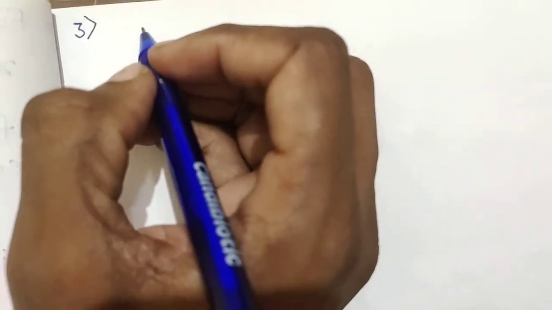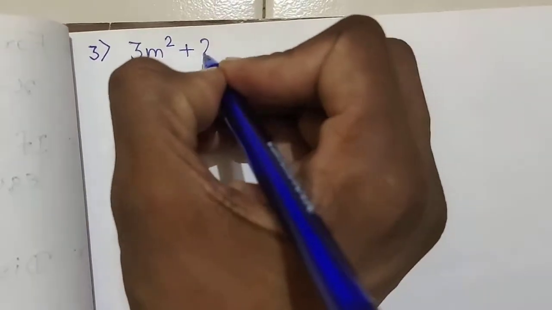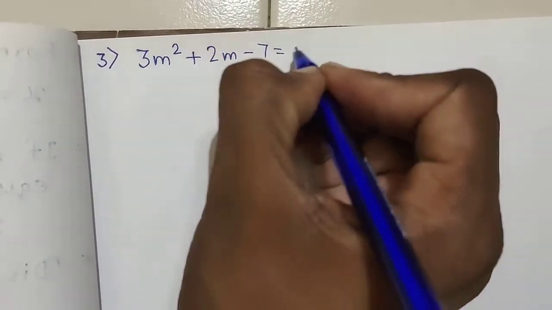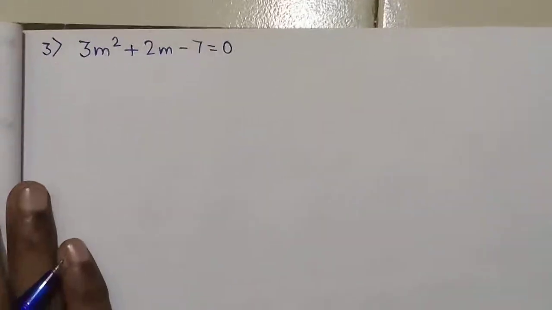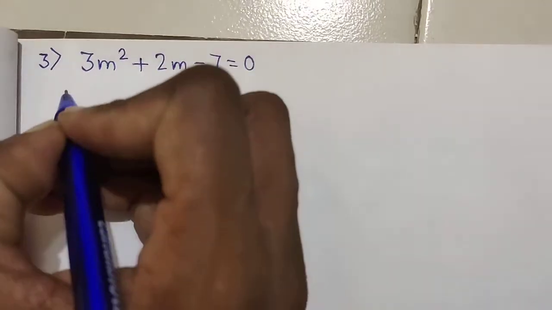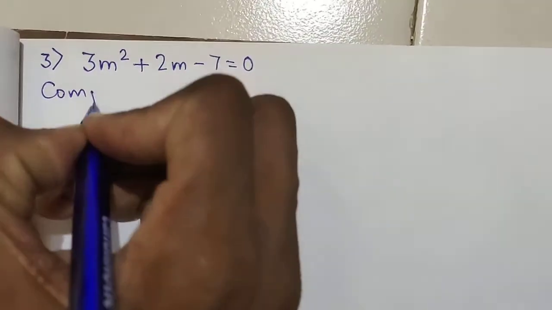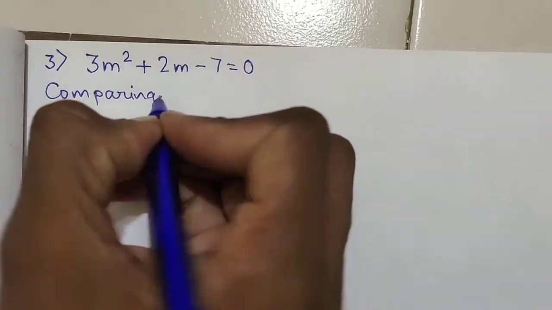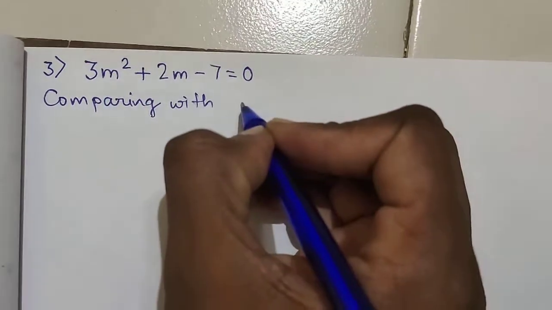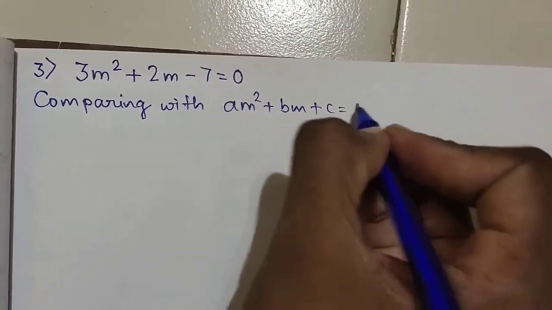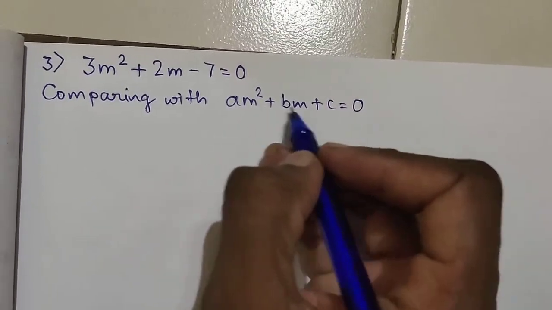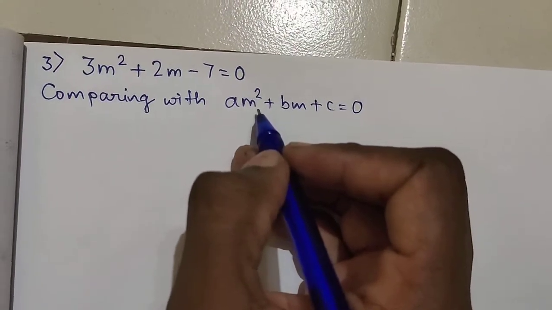Okay, the second one is similar to the first one, so you can do that. Your third one is 3m square plus 2m minus 7 equals 0. Now see, I have already written the equation. Now you can compare this equation with the standard form. So comparing with, we are going to write am square plus bm plus c equals 0. In place of x I have written m here because our variable is m.